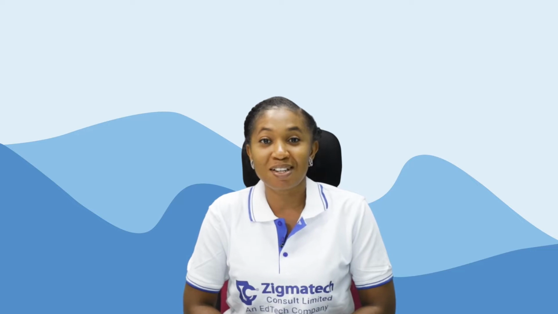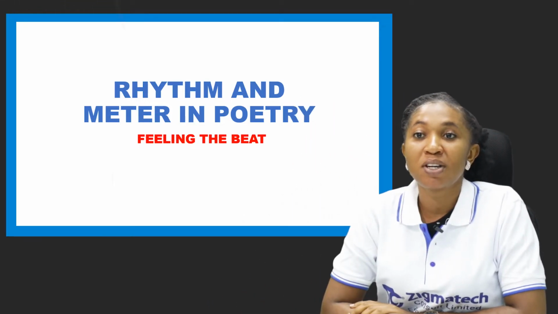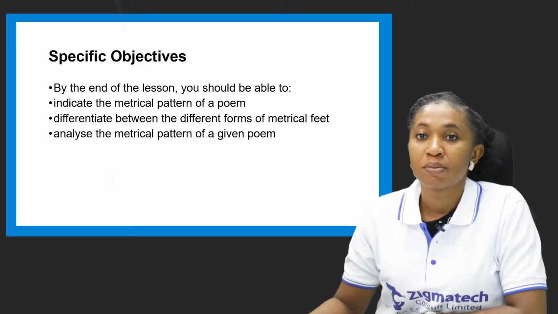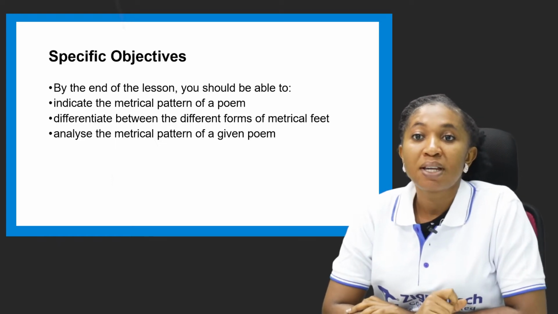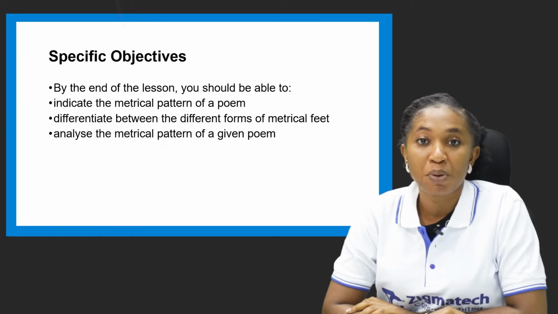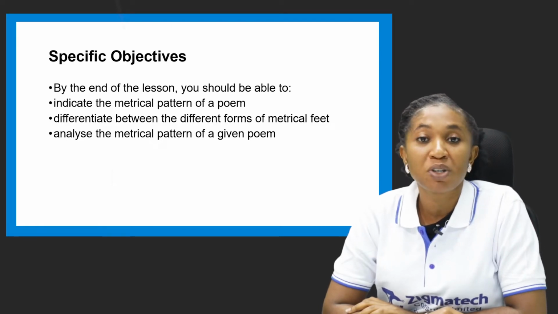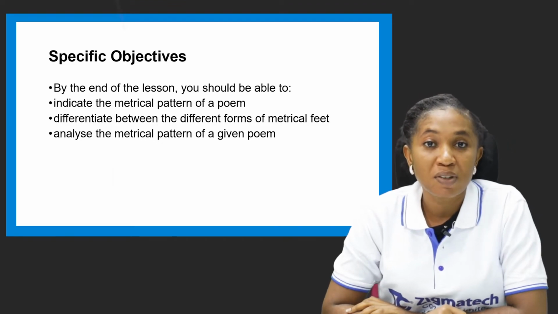So, are you ready for today's class? Let's get started. We are still on poetry. For today's topic, we're looking at rhythm and meter in poetry. Our specific objectives for today's lesson: by the end of the lesson, you should be able to indicate the metrical pattern of a poem, differentiate between the different forms of metrical feet, and analyze the metrical pattern of a given poem.